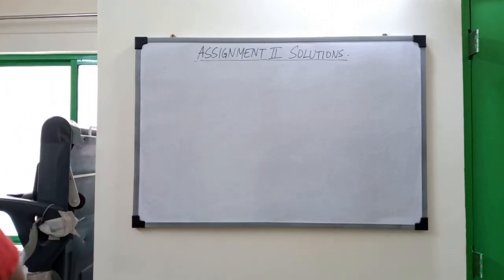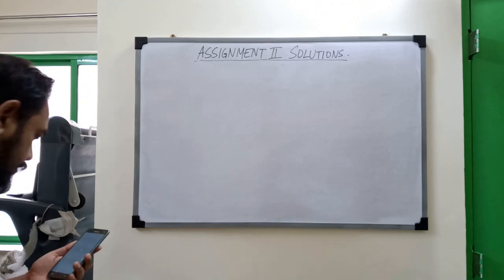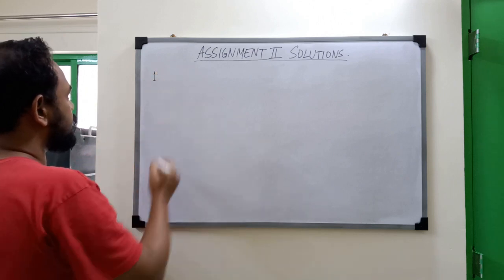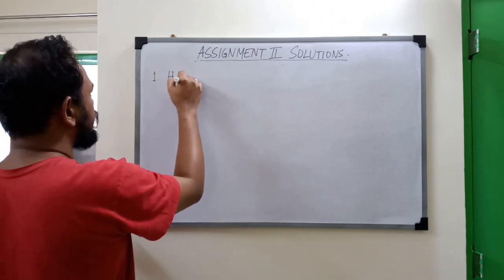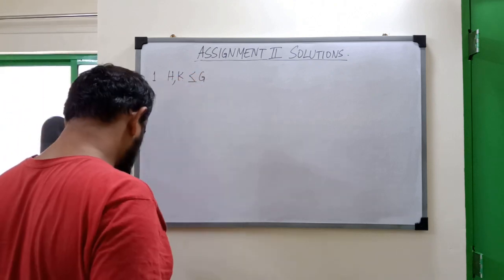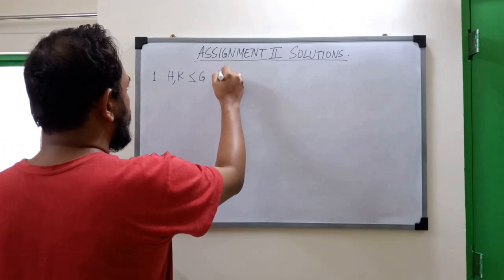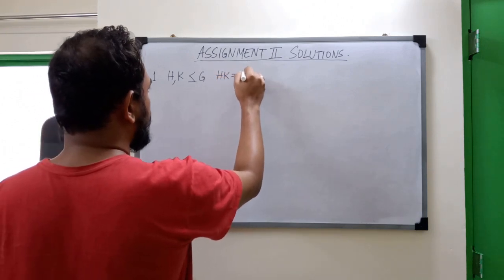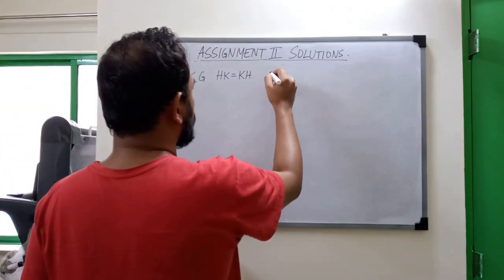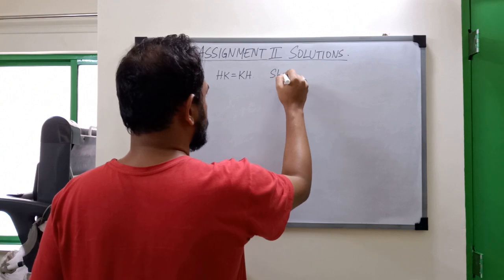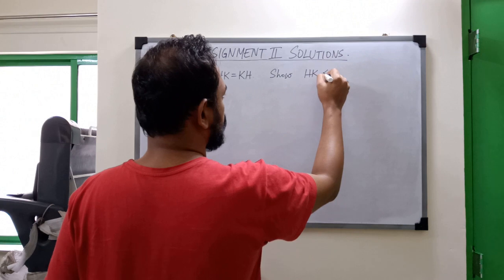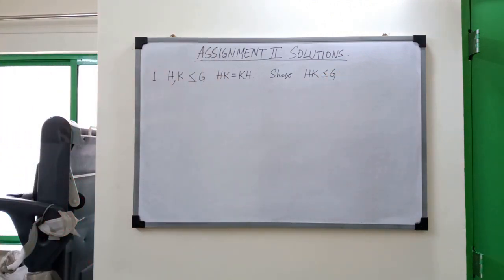So the first problem was in groups and subgroups. Problem 1 was that if you had two subgroups H and K of G, such that HK was equal to KH, in that case you have to show that HK was a subgroup of G. So this was the problem.